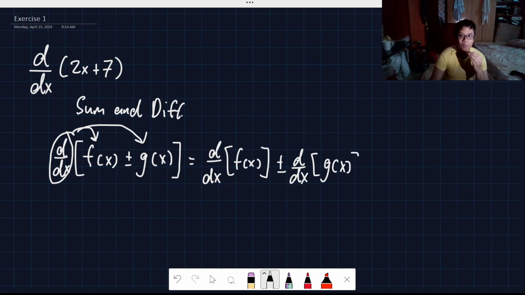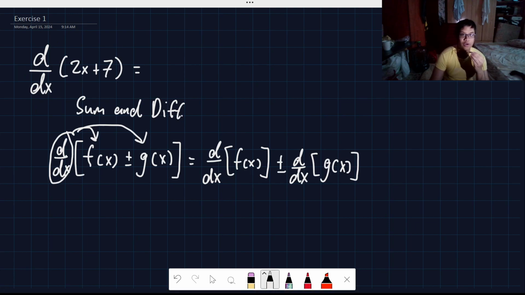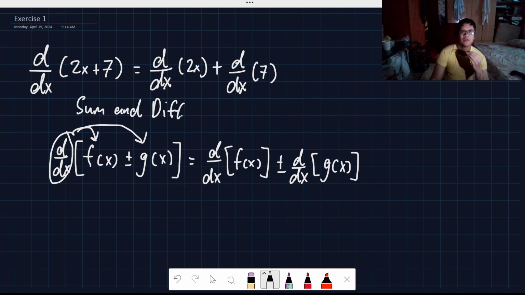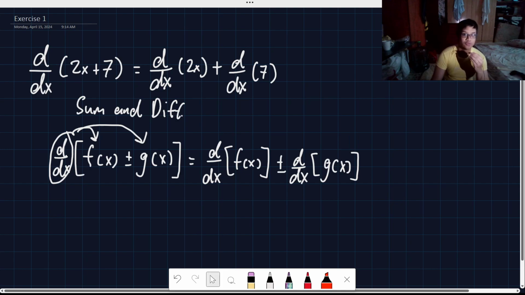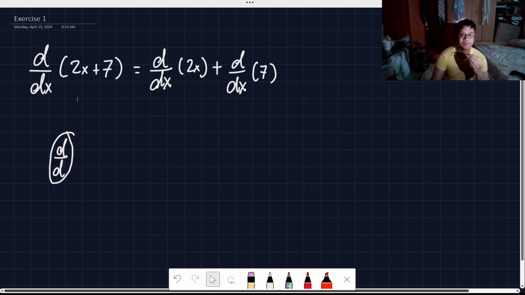So we can apply that in our problem. We have the derivative of 2x plus 7. Just simply distribute this operator to each of the terms here. So the result would be the derivative of 2x plus the derivative of 7. Okay, so now in these two terms, we're going to apply two rules of differentiation. Let me just erase this one first.